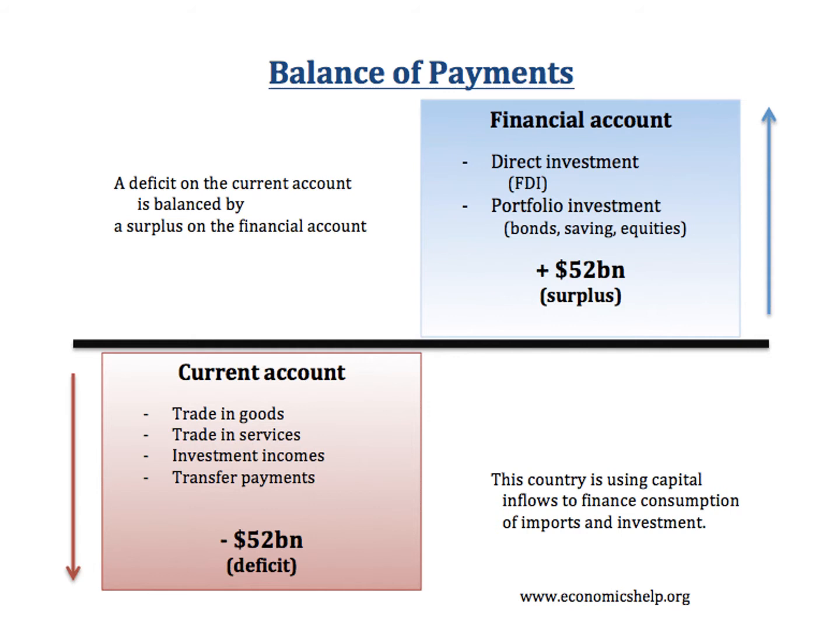The current account, which includes net exports, trading goods and services with other nations, investment incomes, and transfer payments, incurred a $52 billion deficit over this period. This $52 billion deficit in the current account was offset by a $52 billion surplus in the capital account. The capital account includes FDI, foreign direct investment, and portfolio investments, financial assets transferred between nations. Both of these accounts, the current account and the capital account, will be investigated in more detail throughout the video.